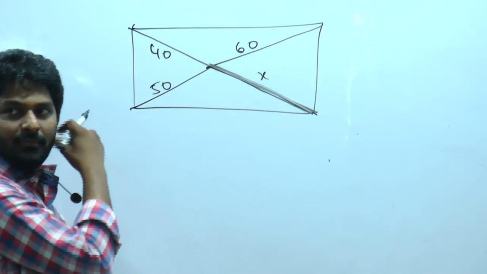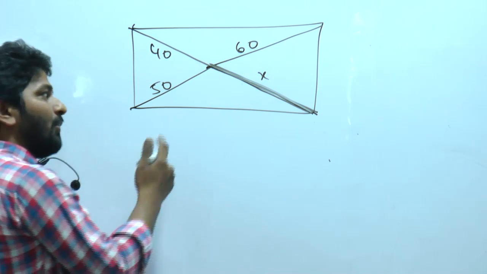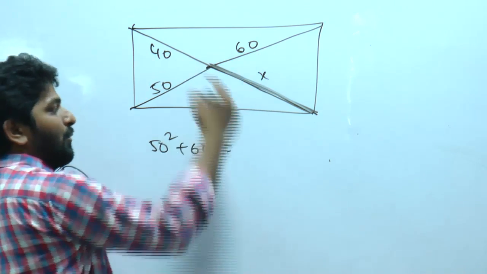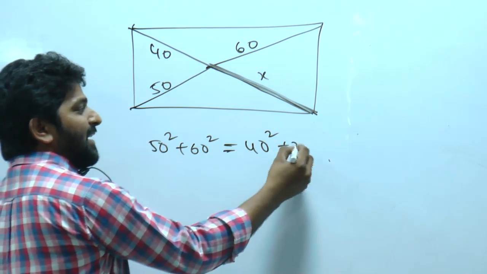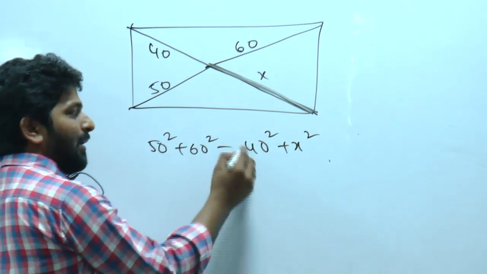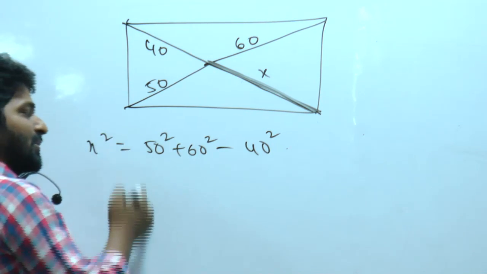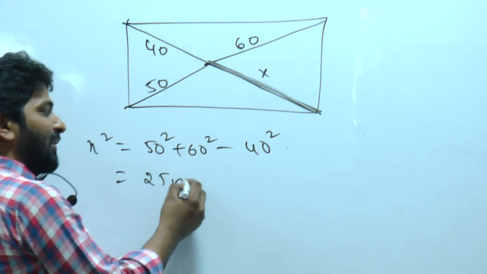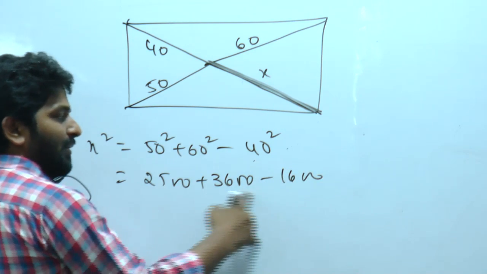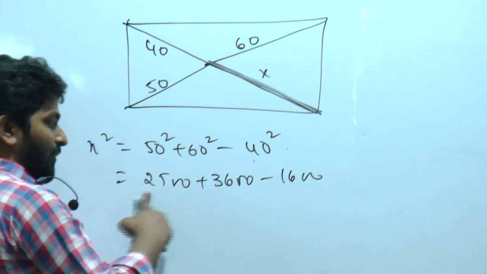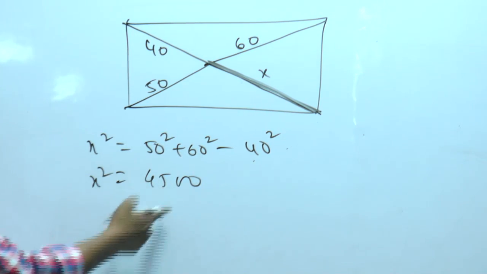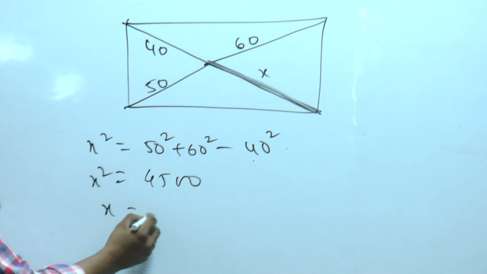Is that okay? Now, 50 square plus 60 square should be equal to 40 square plus x square, right? You're asked about the x value. x square is equal to 2500 plus 3600 minus 1600. How much is this? 2000. 2500 plus 2000 is 4500. x square is equal to 4500. You're asked to calculate the x value.